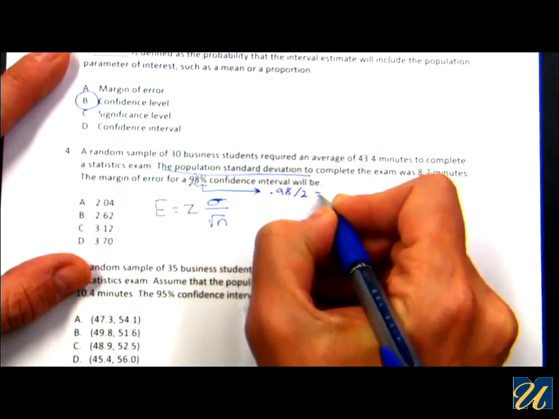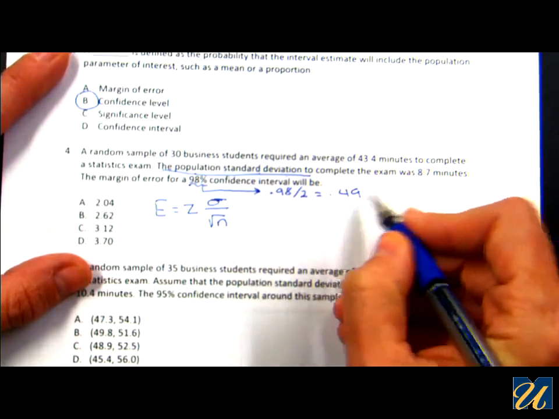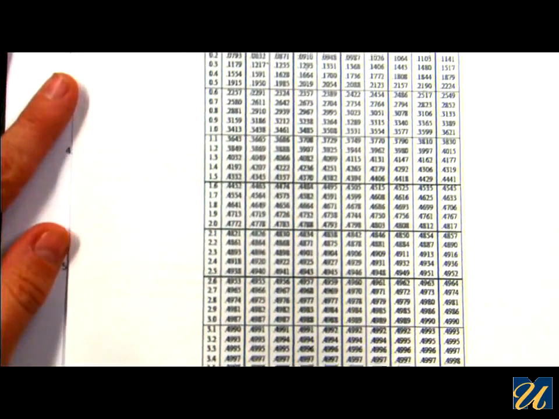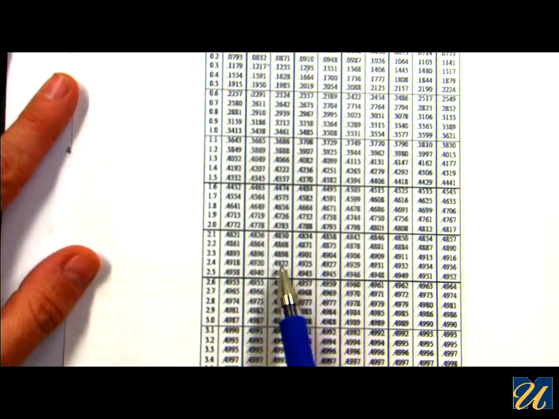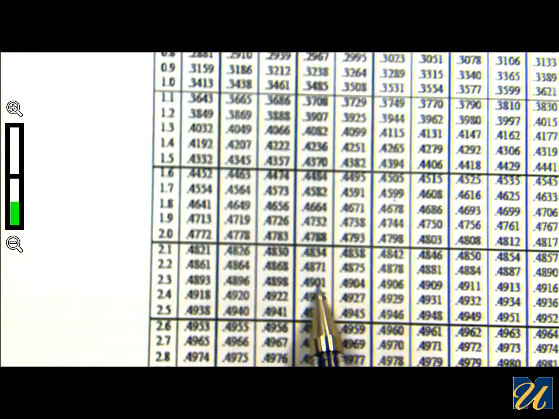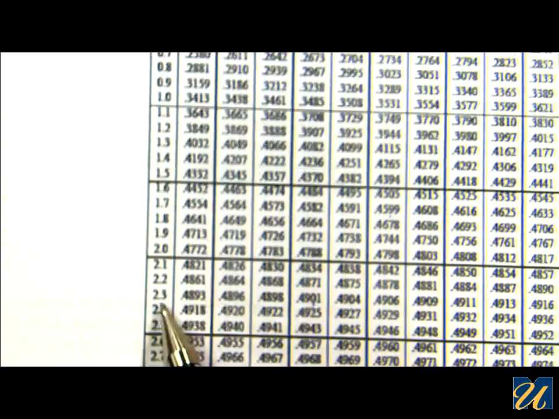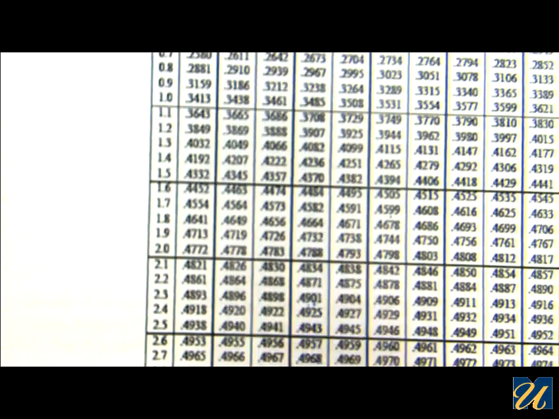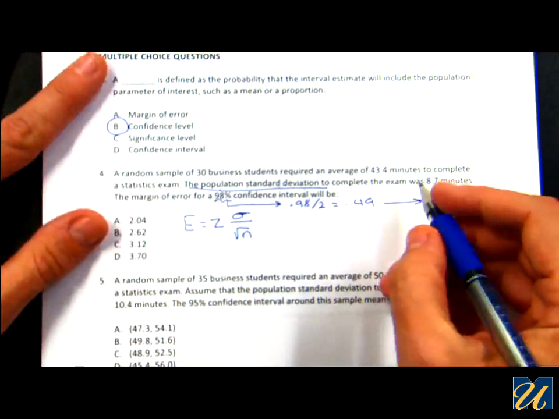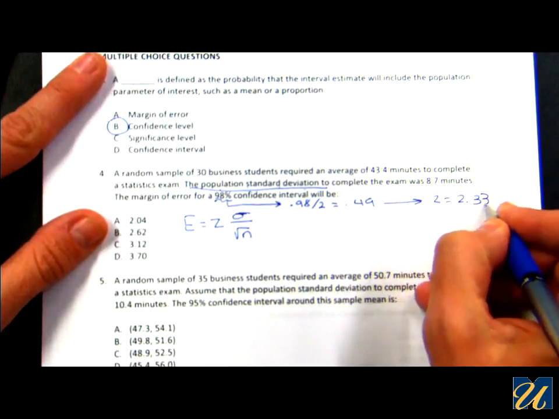0.98 divided by 2, 0.49. We go to our z table and we try to find a match for the corresponding probability, 0.49. Once again, 0.4900. This is the closest, 0.4901. I'm pretty sure you cannot really see much. I don't know if this helps. Too many numbers. 0.4901 corresponds to 2.33. So the z value will be equal to 2.33.